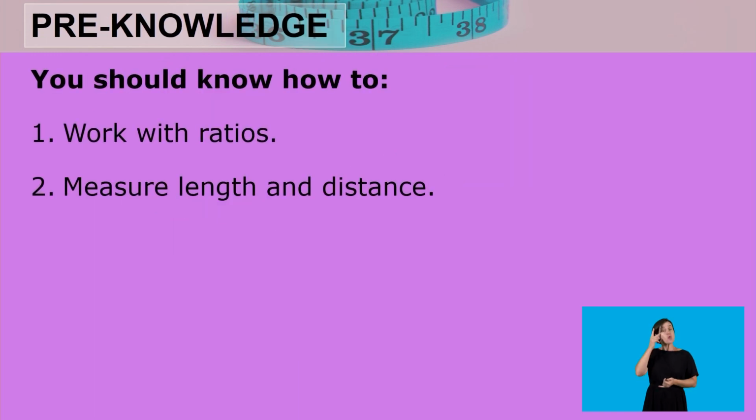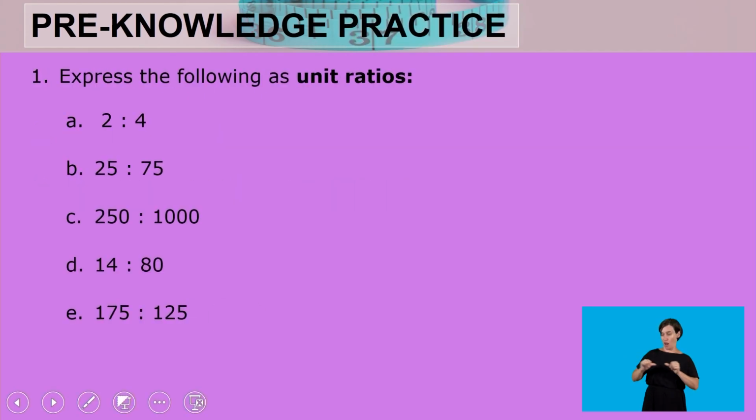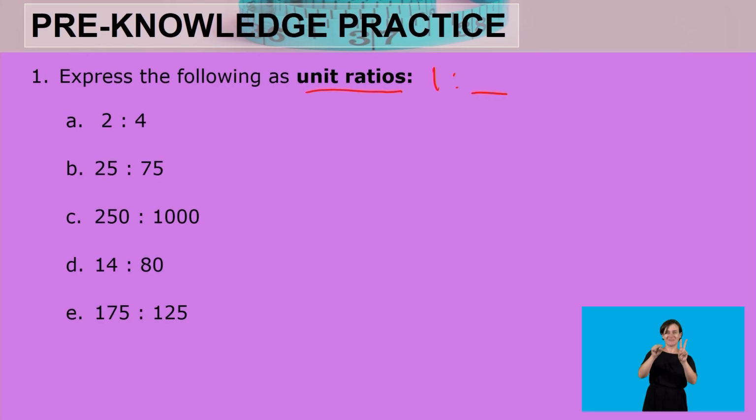You should know by now how to work with ratios and how to measure length and distance. Let's express the following in unit ratios. What does a unit ratio mean? It means that the answer that you get should give you 1 to something. So we are expressing it in a unit ratio, that is, 1 to something.